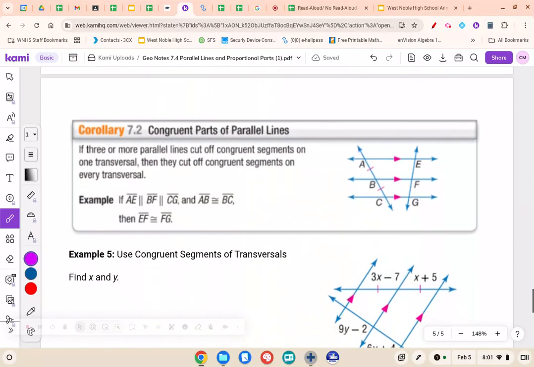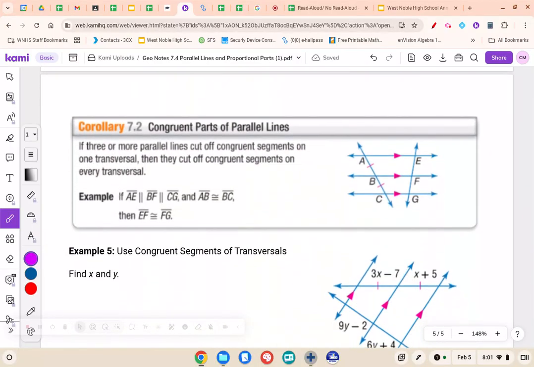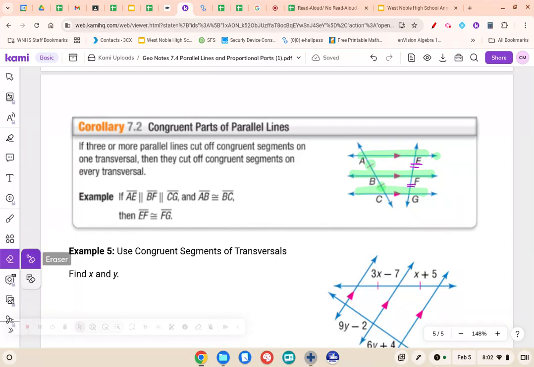All right. We have another corollary. Congruent parts of parallel lines. If 3 or more parallel lines cut off congruent segments on one transversal, then they cut off congruent segments on every transversal. So these segments are parallel in this example. And these individual segments are congruent. Because that happens, these individual segments are also congruent, even though they're not marked. We know that has to be the case.